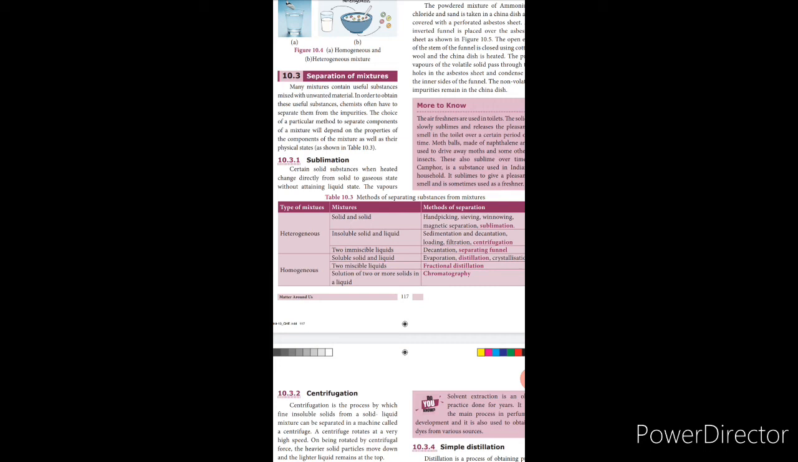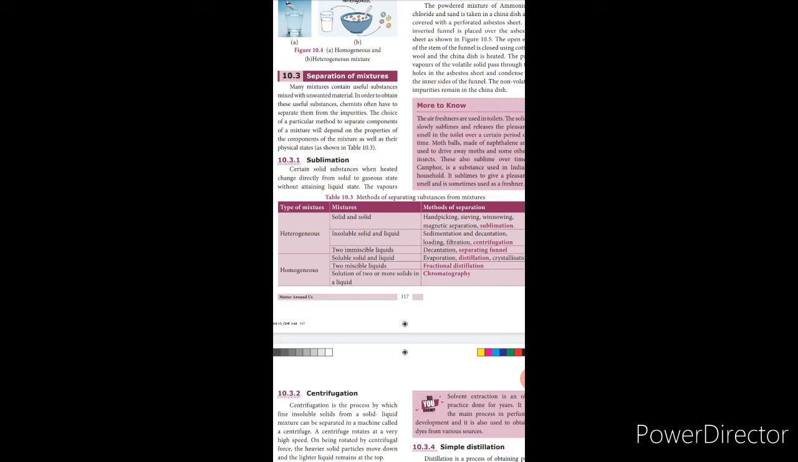Next, in heterogeneous mixture, you have two immiscible liquids. Immiscible liquids, I said, are not mixing with one another, isn't it? So for example, oil and water can be separated using a separating funnel, that is the solvent extraction method.